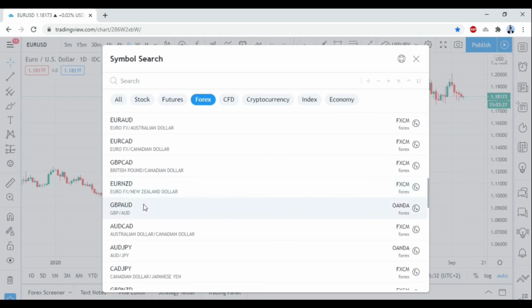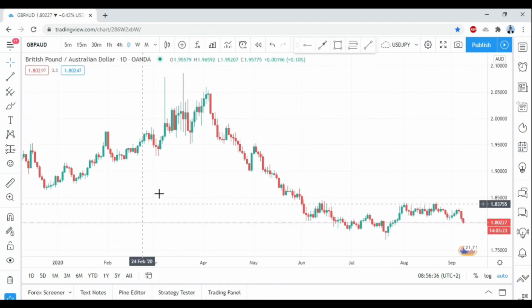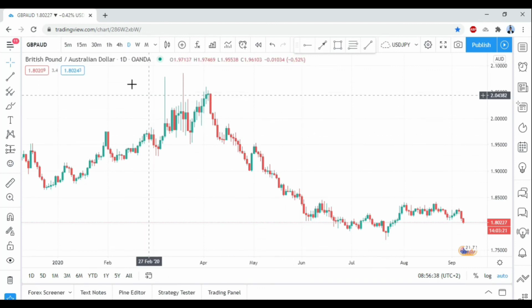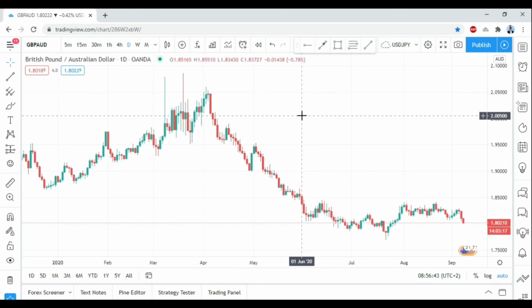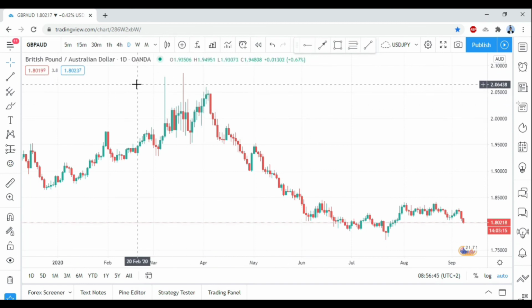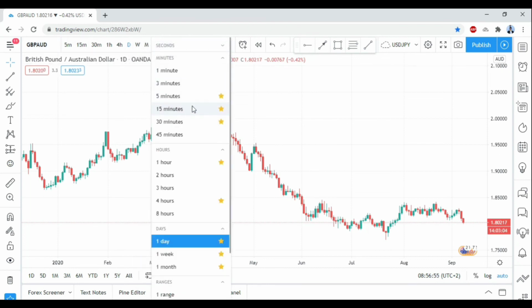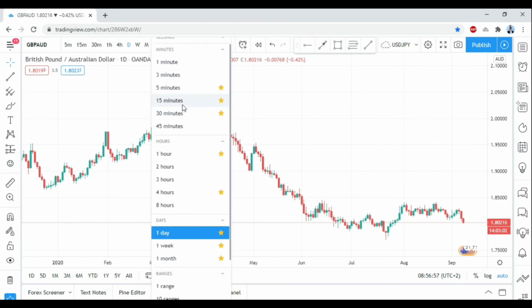So let's just go to this pound Australian dollar pair, and you can click on it, and it gives you the specific British pound Australian dollar currency pair that you can make use of. Now, to trade on a different time frame, you can simply select your time frame of choice to the right of this currency symbol. You can click on this drop down list and choose any time frame that you like to trade with.